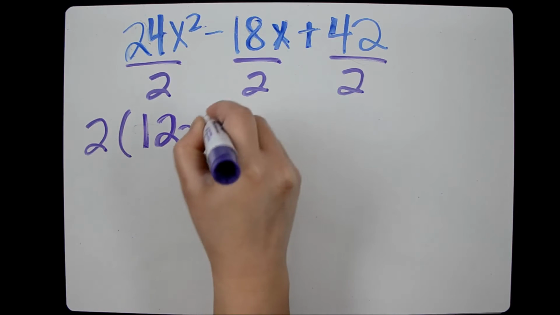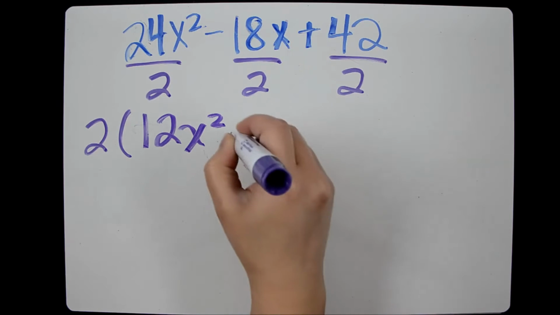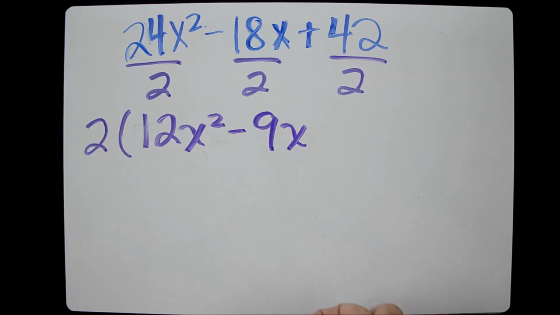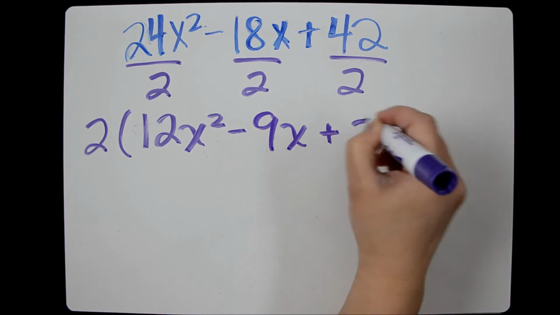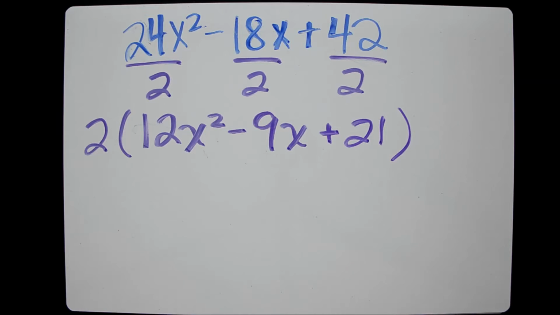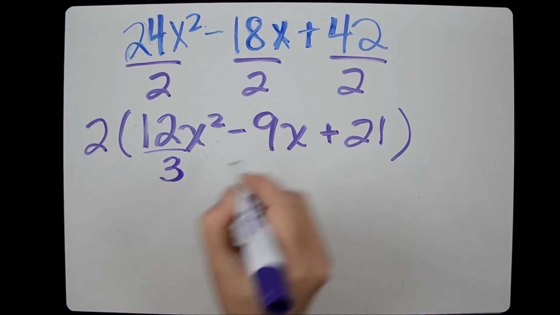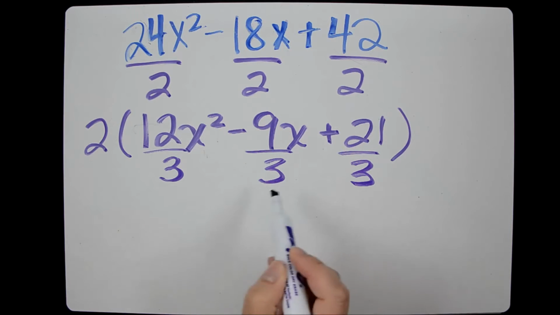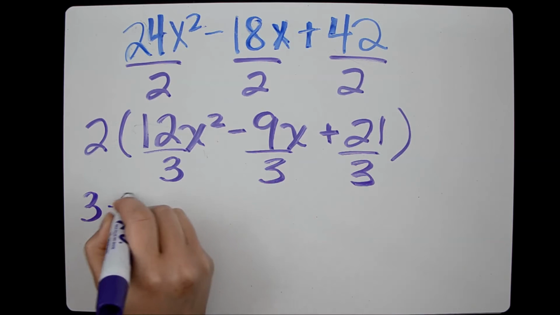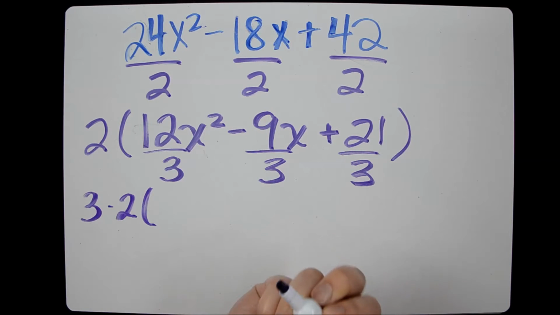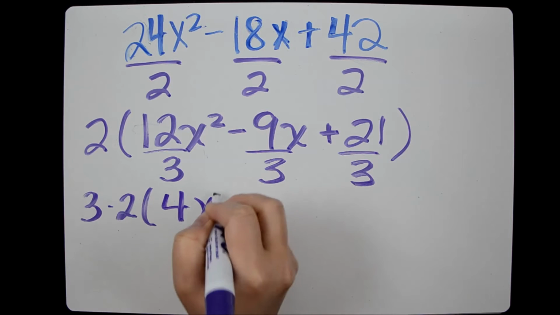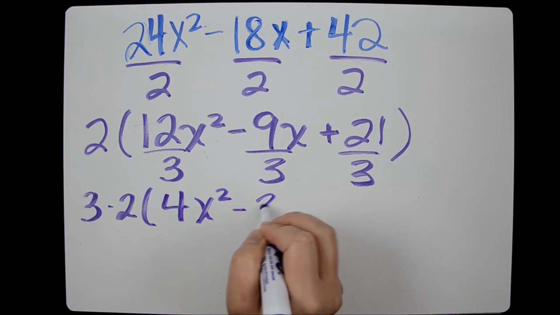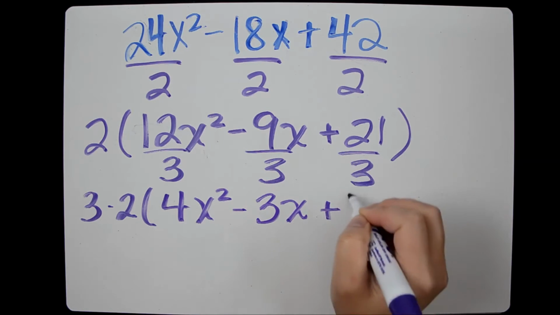So we're left with 12x squared, negative 18x divided by 2 is negative 9x, and then 42 divided by 2 is positive 21. So now looking at these three terms, I could identify that 3 can go into all three terms. So again, not the greatest common factor, but a common factor. So I'm going to divide out every term by 3, and whatever I divide out, I have to put on the outside. So now on the outside, I'm going to have 3 times 2, and on the inside, I'm going to divide it out, so I have 4x squared, negative 3x, and then positive 7.